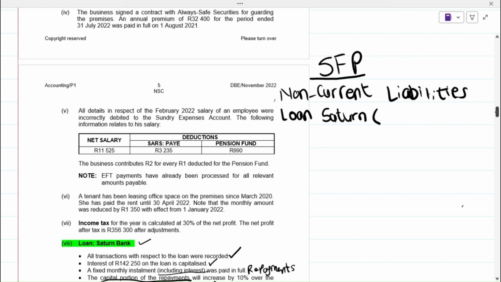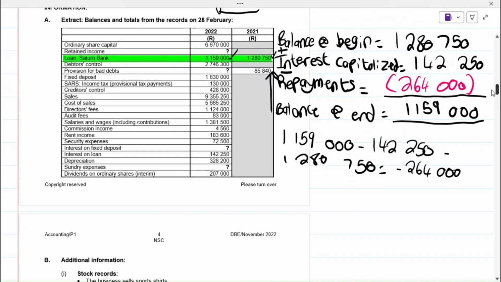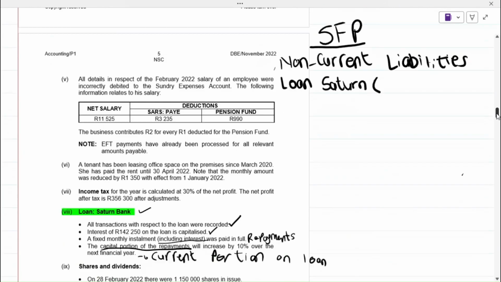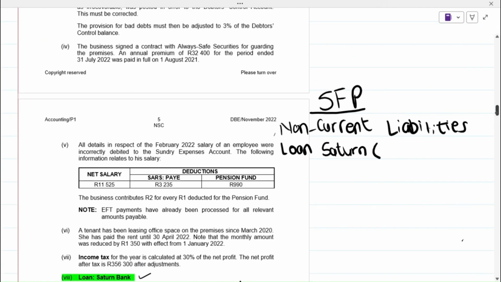So what will go under here will be my balance at the end, less my current portion on loan, right? So that's what's going to go under there. I know my balance at the end is 1,159,000, and I'm going to less my current portion on loan, but I do not have it now, right?